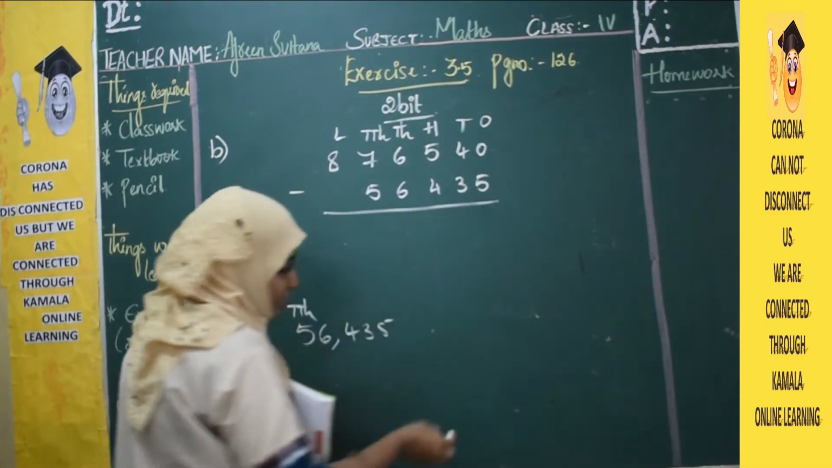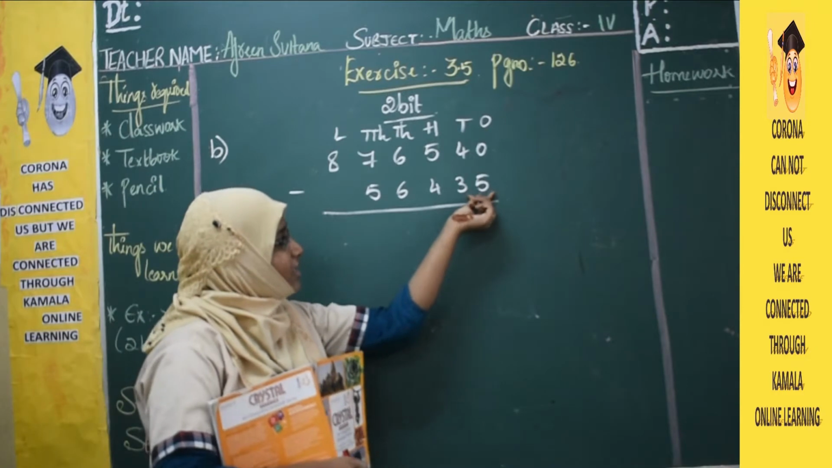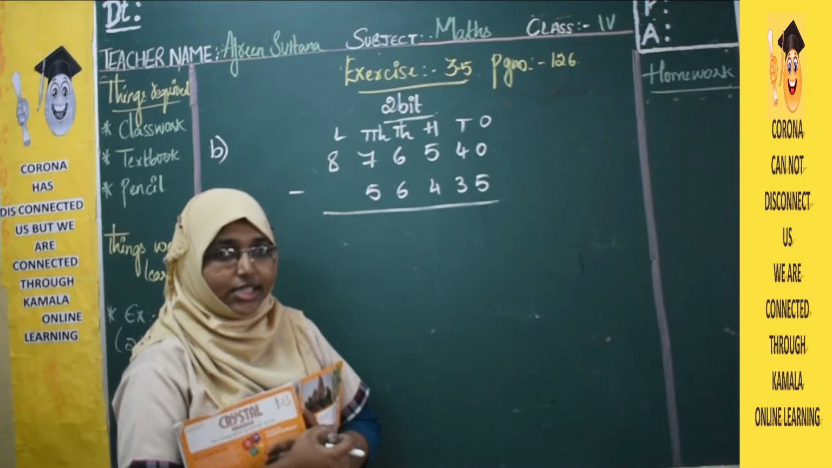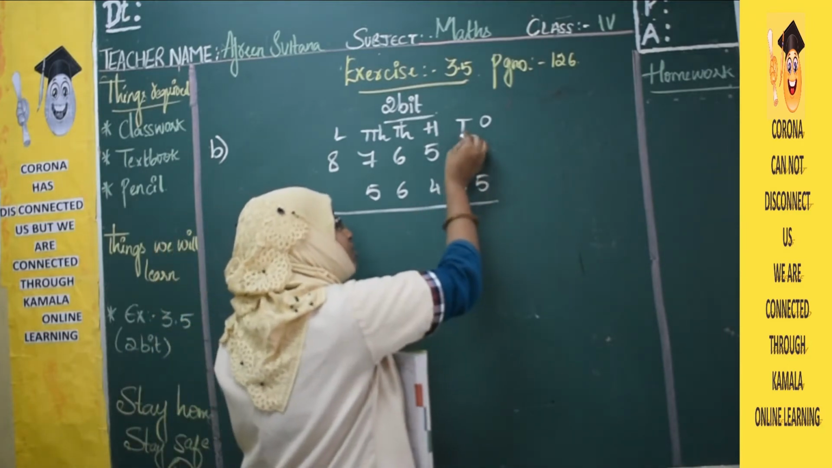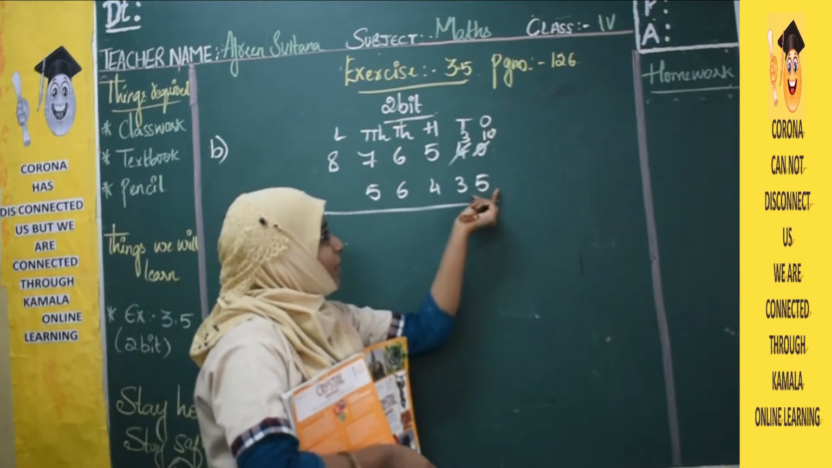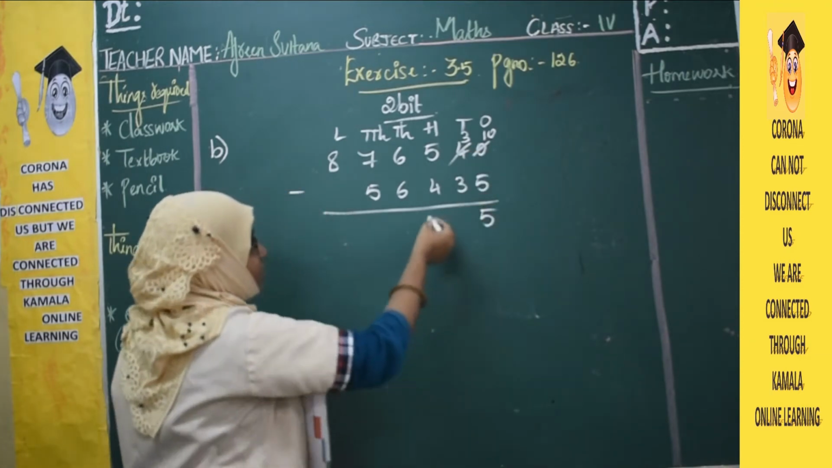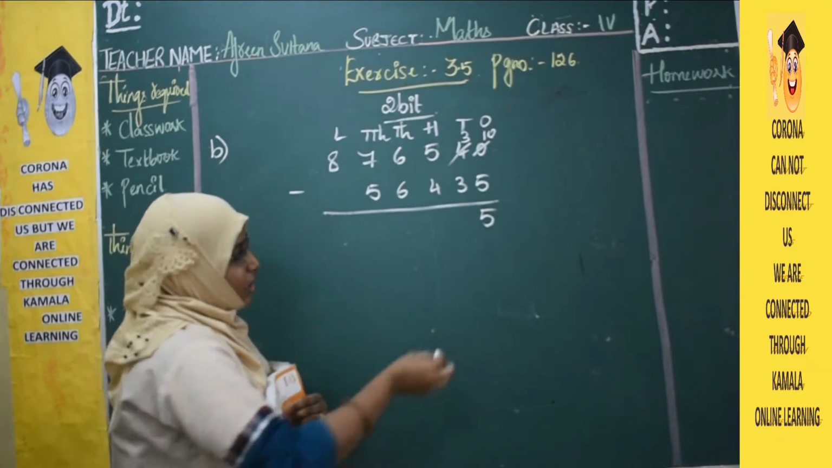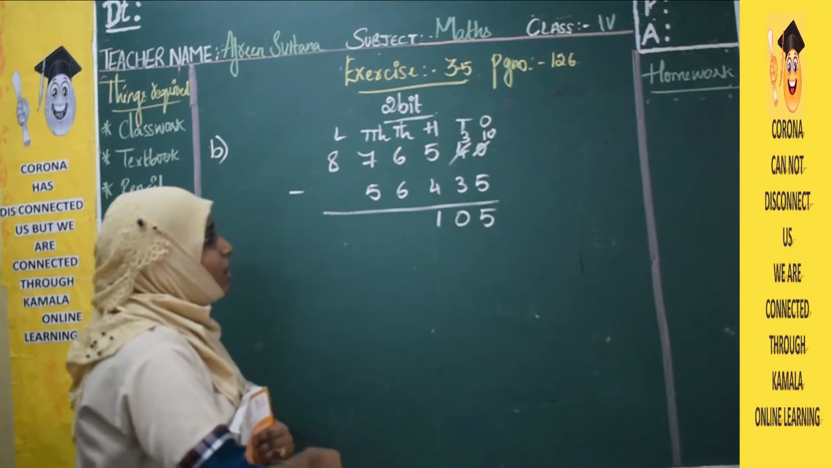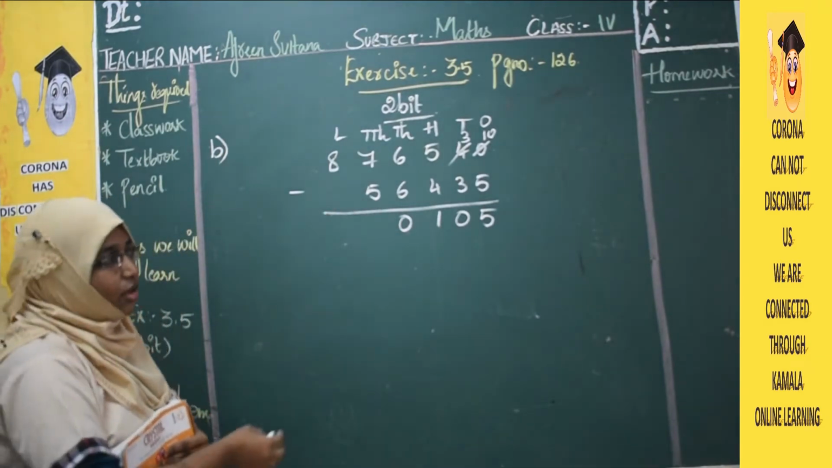56,435. Now the result which we get is our difference, right? Yes. If you see, 5 is a bigger number. We cannot subtract a bigger number from a smaller number. So what is the process? Yes, we have to borrow. Now this becomes 3 and this becomes 10. Now it is convenient to subtract 5 from 10. So 10 minus 5 is 5. Now 3 minus 3 is 0. Next, 5 minus 4 is 1. 6 minus 6 is 0. Now 7 minus 5 is 2.